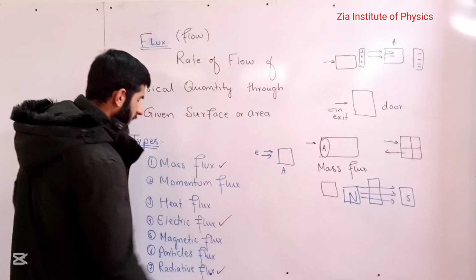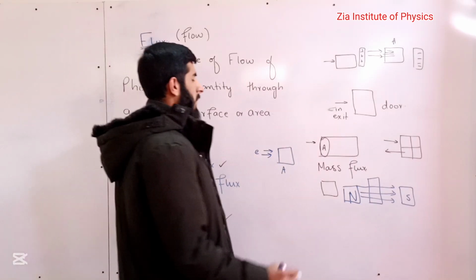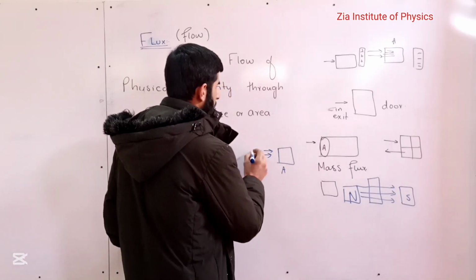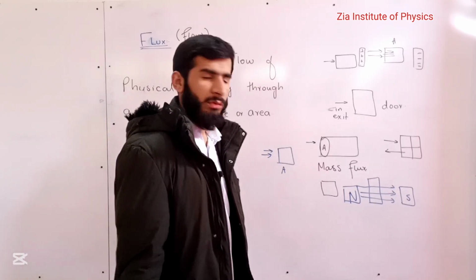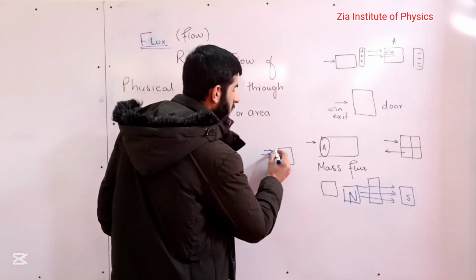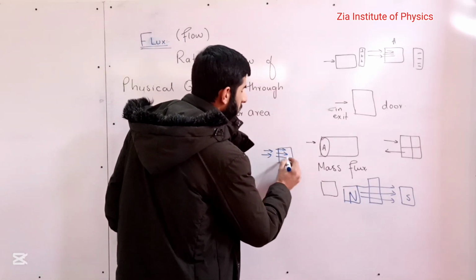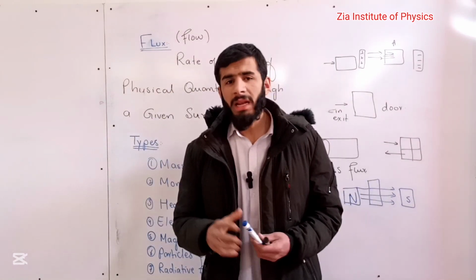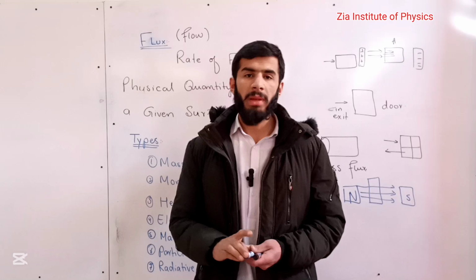And the last one is radioactive flux. For example, this is that area and electromagnetic waves like radio waves or light waves are passing through this specific area, then this flow will be known as radioactive flux. There are many more examples of flux.